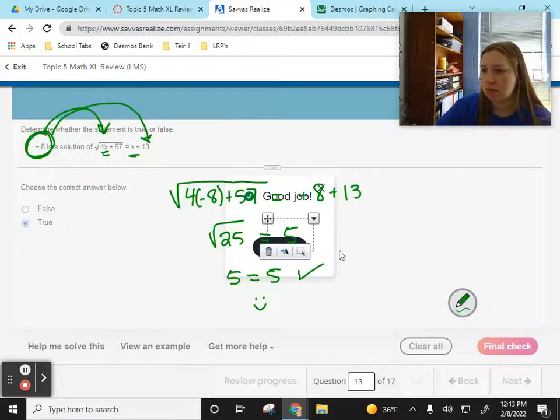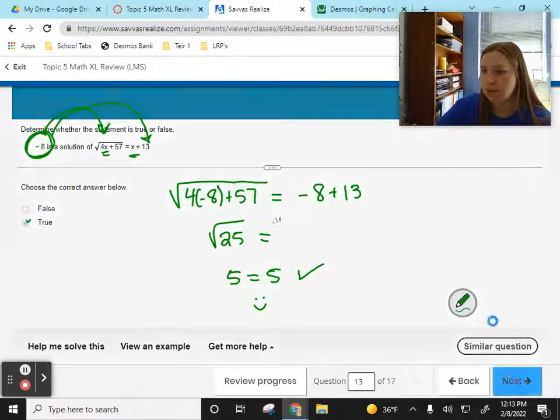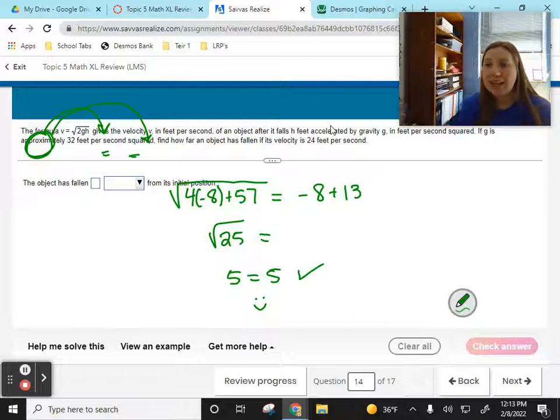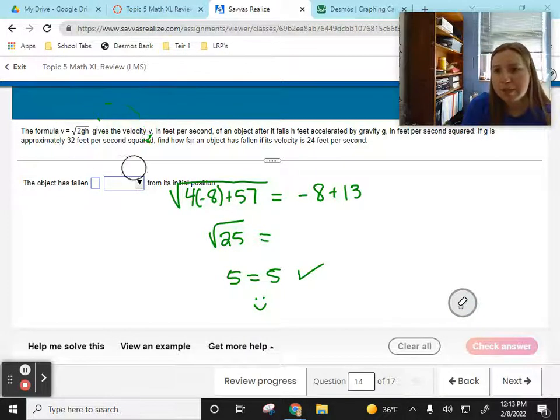Oops. Oh no. Our next one, another word problem. Not too bad.